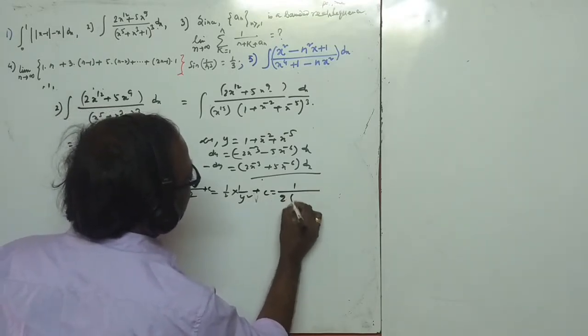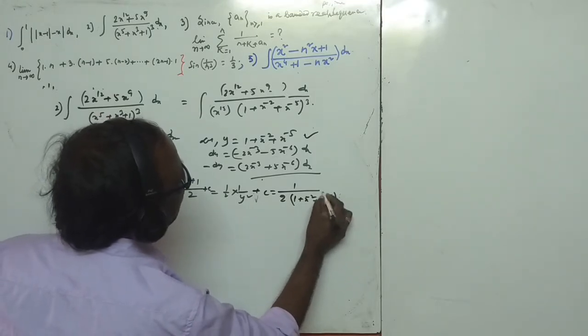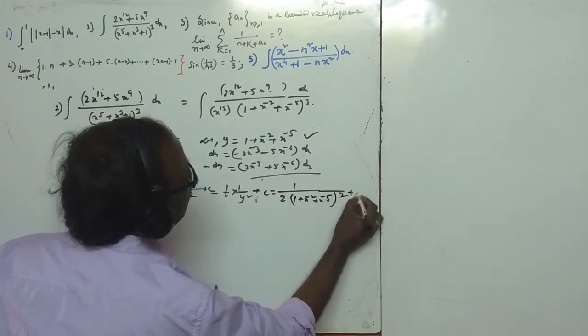So this is equal to 1 by 2 into y square, where y is 1 plus x to the power minus 2 plus x to the power minus 5, and this is whole square, plus c. This is the answer.